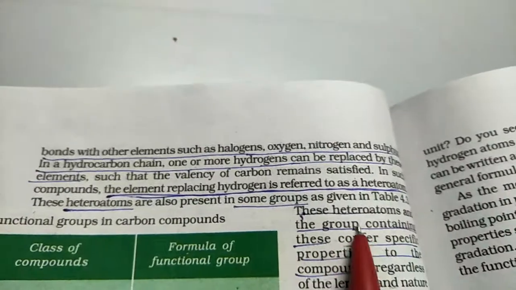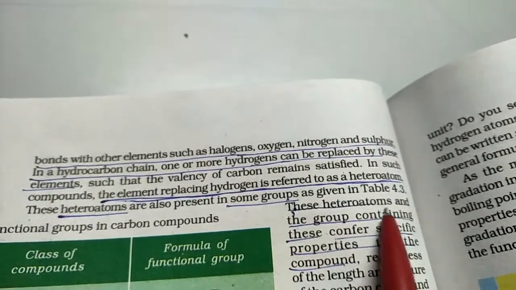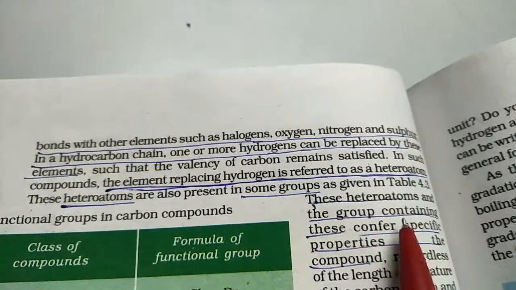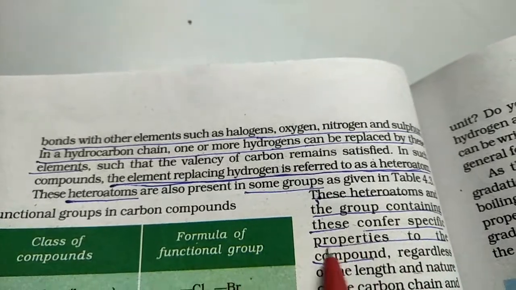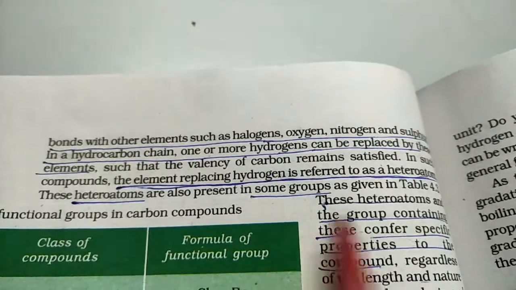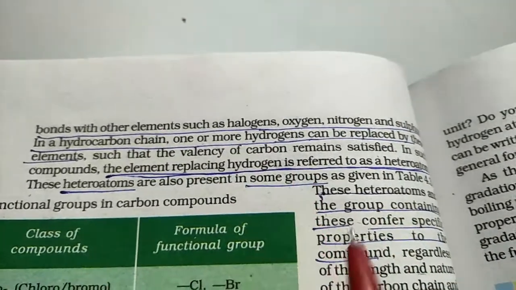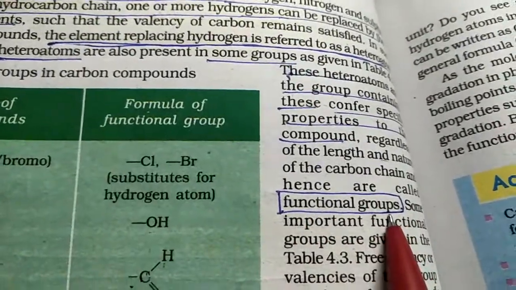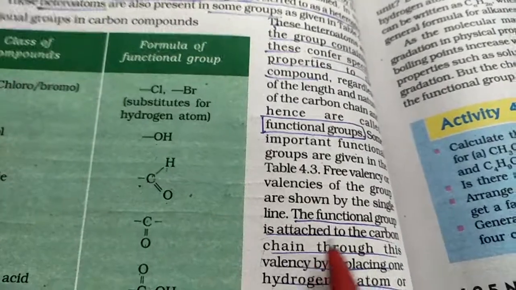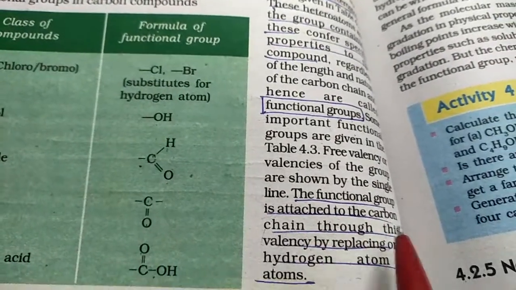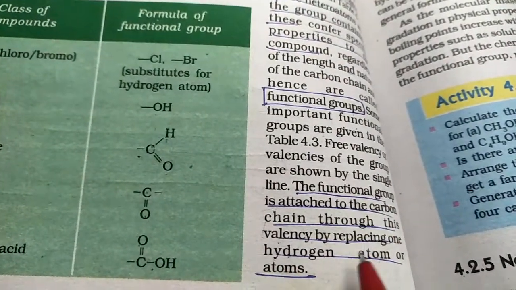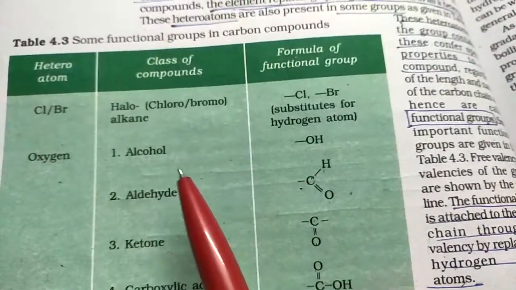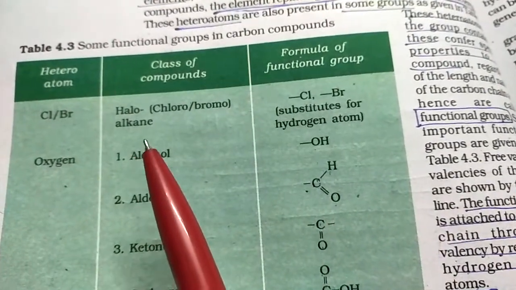Now these heteroatoms, and the groups containing them, confer specific properties to the compound. So once these heteroatoms are attached to these hydrocarbons, they give certain properties. That is why they are known as functional groups. Now the functional group is attached to the carbon chain through the valency, replacing the hydrogen atom or the group of atoms. Now let us see some functional groups which are given on page number 4, table 4.3.